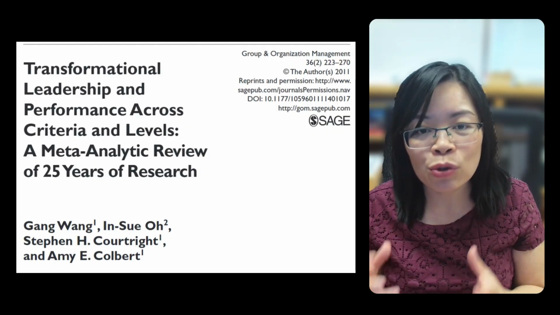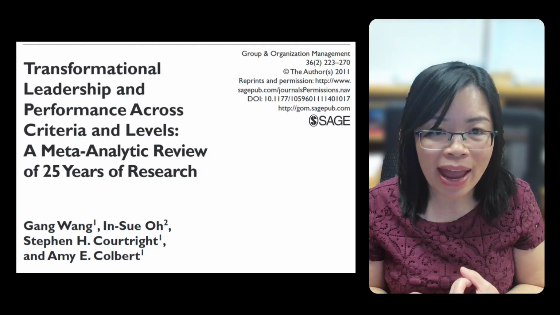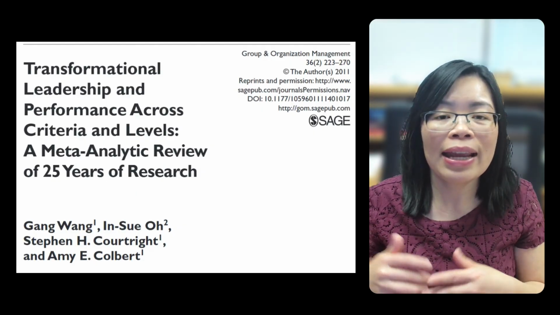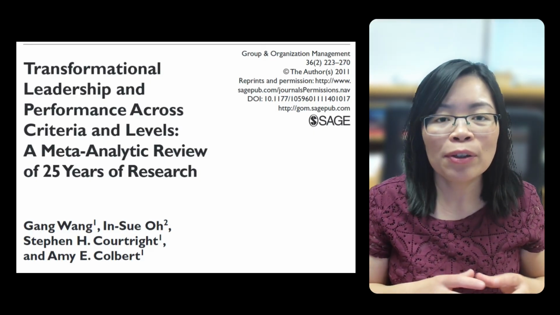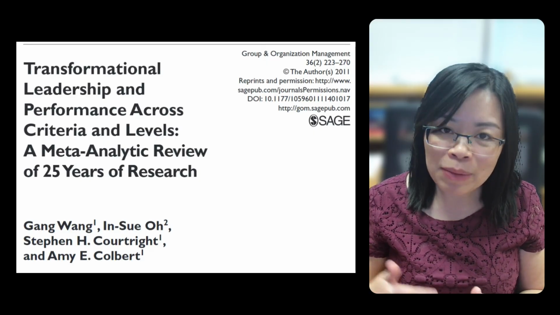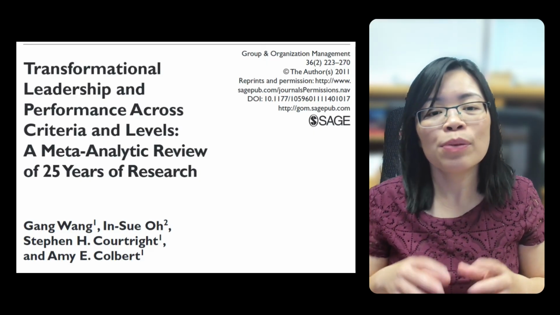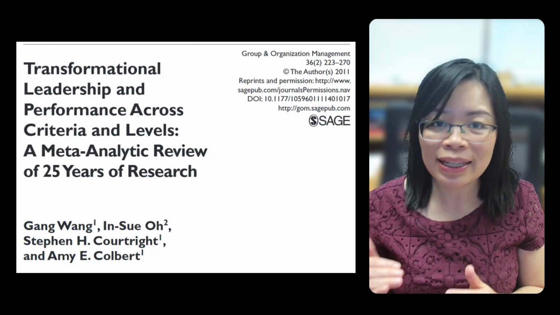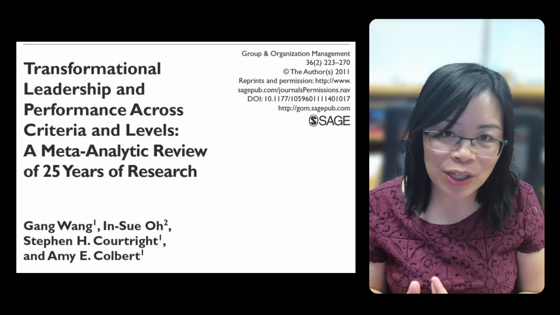Specifically, it has a stronger effect on contextual performance, for example helping behaviors and organizational citizenship, than on task performance, and exhibited the greatest effect at the team level, followed by organizational and individual levels. Importantly, this meta-analysis also demonstrated that transformational leadership adds predictive value beyond transactional leadership for contextual and team performance, which is known as the augmentation effect.